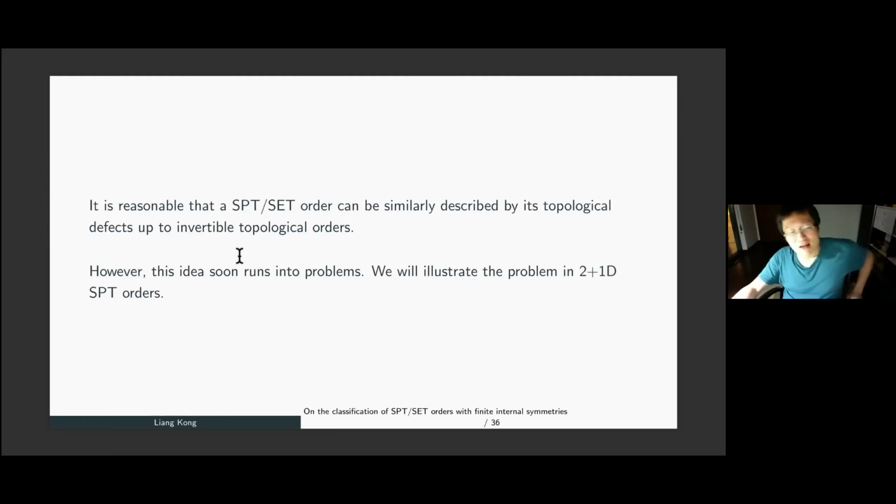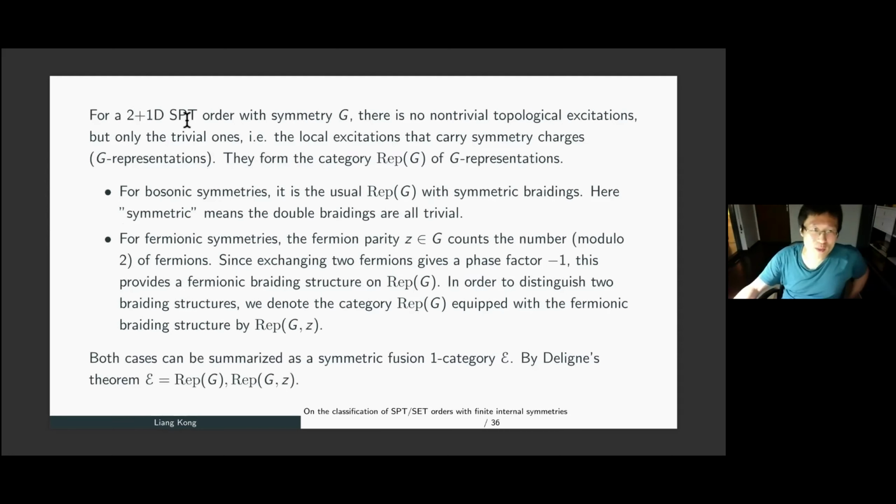All right. However, this idea soon runs into a problem. We will illustrate the problem in this 2+1D SPT order. What happens? Well, in a 2+1D SPT order with symmetry G, there's no non-trivial topological excitation because it's SPT. SPT means it does not have a topological order. So the only excitations it can have are local excitations that carry symmetry charges. What are symmetry charges? These are representations of a certain group G which defines the local, on-site symmetries.